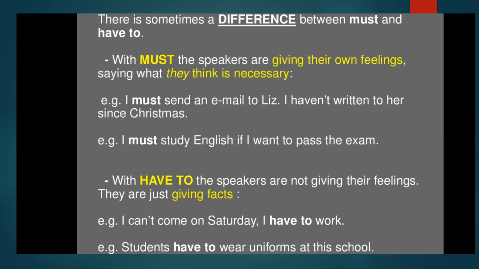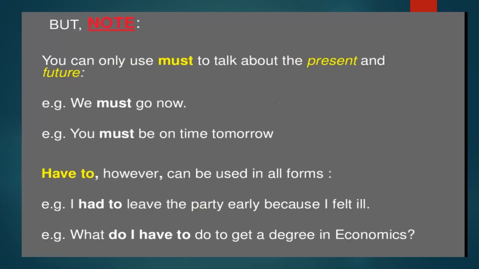Now there is a difference between must and have to. With must, the speakers are giving their own feelings. Here your own feelings are there: I must study English if I want to pass the exam. In the second one, have to, the speakers are not giving their feelings. They are giving just facts. I can't come on Saturday. I have to work. Students have to wear uniform at this school. Those students don't like to wear uniforms, but someone is pressurizing you to wear a uniform.